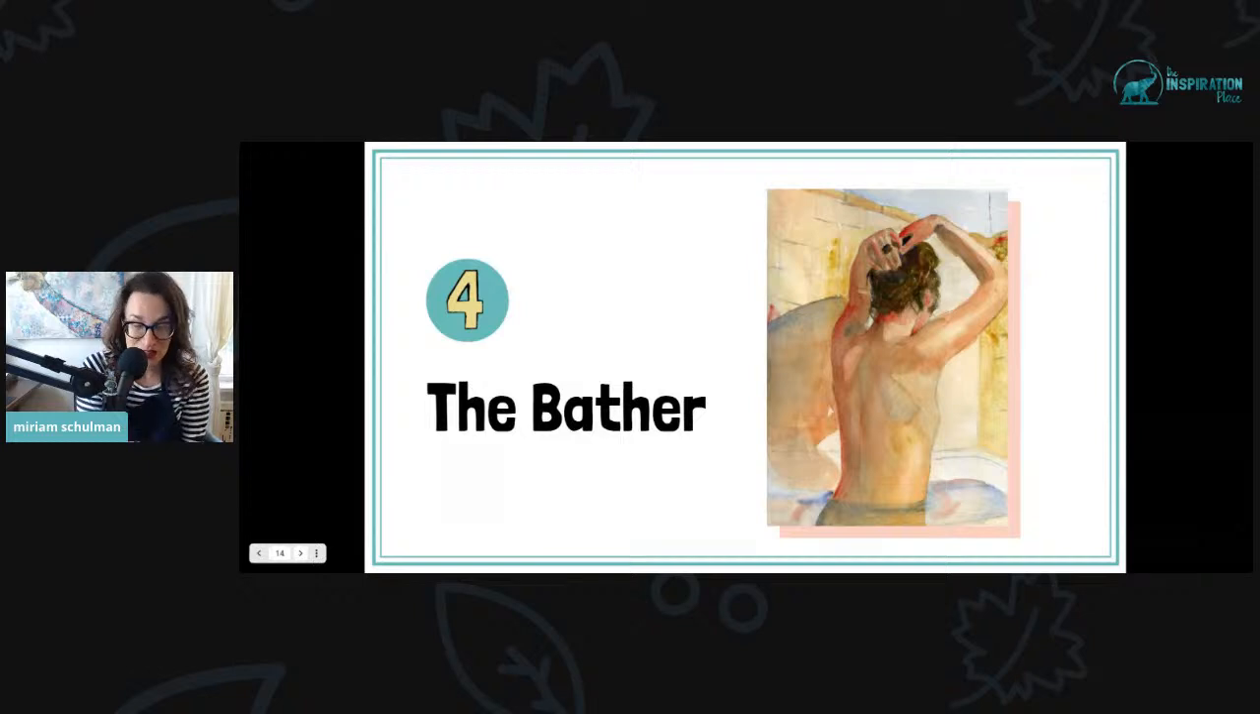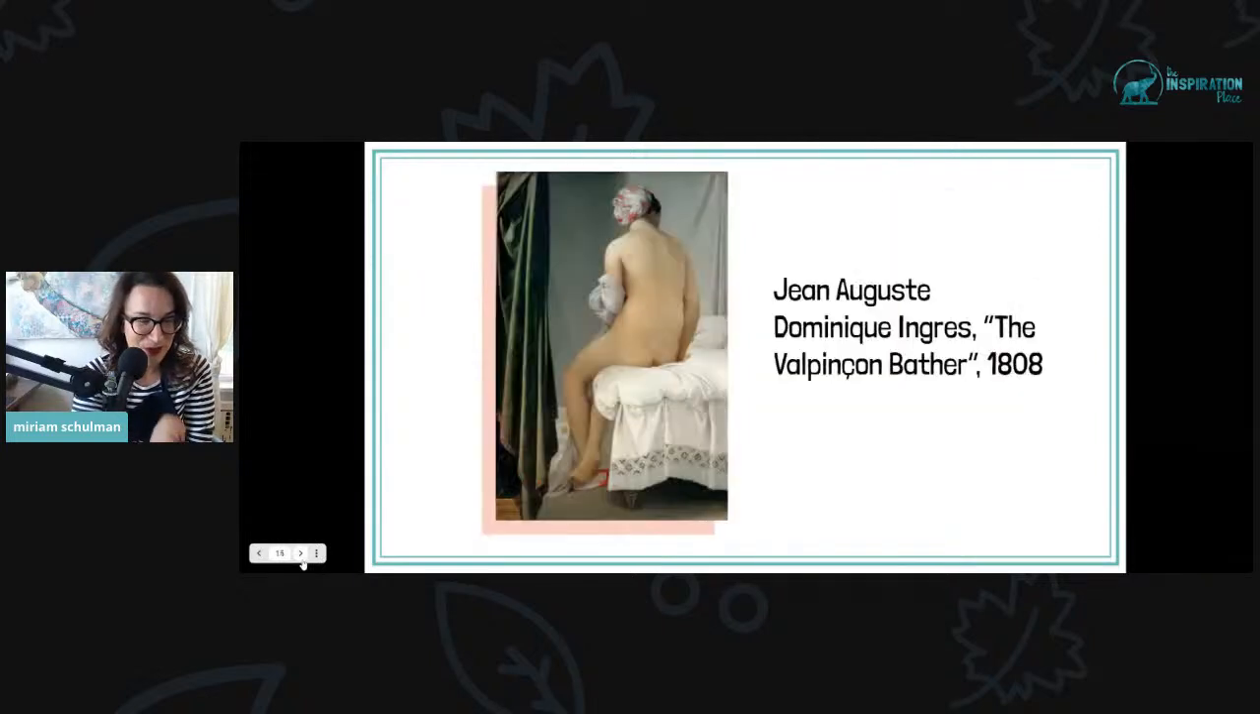Next is the Bather. So again, I'm sharing with you first my watercolor art of a nude. And then I want to share with you some examples from contemporary and art history. So here is Jean-Auguste Ingres. Once again, this is a very famous painting called The Bather.